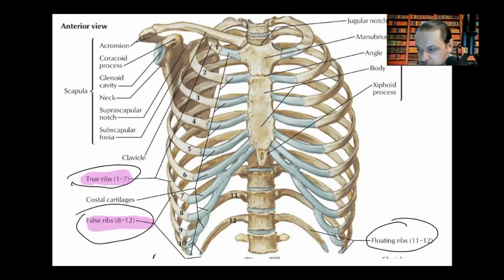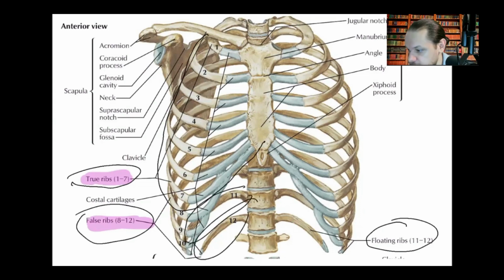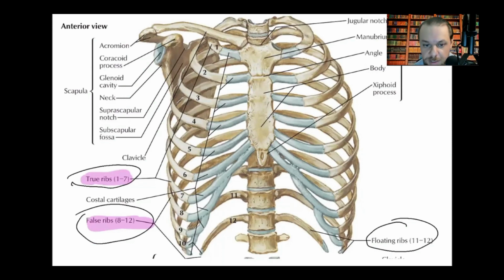So we say true ribs is up until 7, and you notice if I have rib 7, it's connected to the sternum, and the sternum, we also said, was a type of bone, a flat bone. Ribs 8 through 12, they are not connected to the sternum directly. So that's why they call it the false ribs. And then in the back, you have 11 and 12, which are not connected to the front of the sternum. They're kind of floating there.